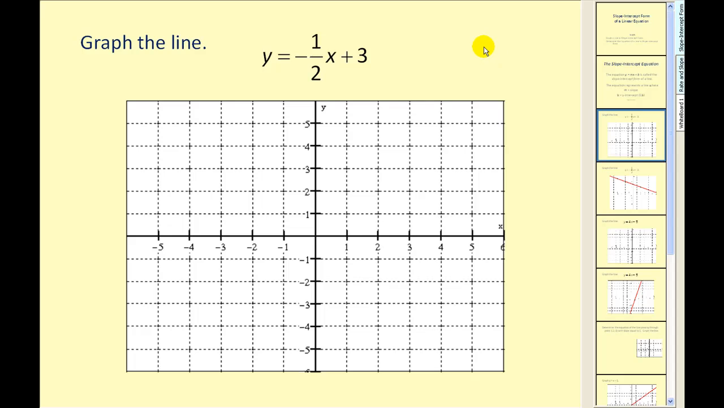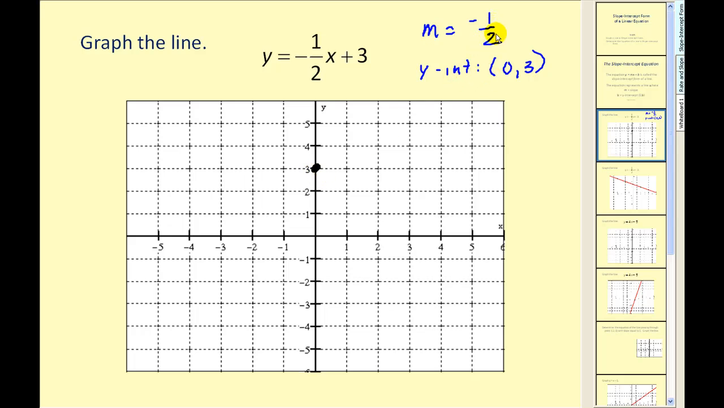Let's see if we can use that information to graph the line y equals negative 1/2 x plus 3. So our slope will be negative 1/2 and our y-intercept will be the point (0, 3). In order to graph a line in slope-intercept form, there are really two steps. Step 1, plot the y-intercept, so we have (0, 3), and find additional points using the slope of negative 1/2.